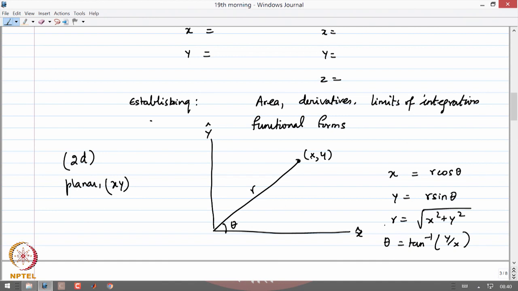What is the inverse transformation? If you take the squares of these and add them up, and you take the square root, you see that r is equal to the square root of x squared plus y squared, and taking the ratio of y by x, you get tan theta, and therefore theta is equal to tan inverse y by x. Therefore, the coordinate transformation and its inverse are defined for the polar system.